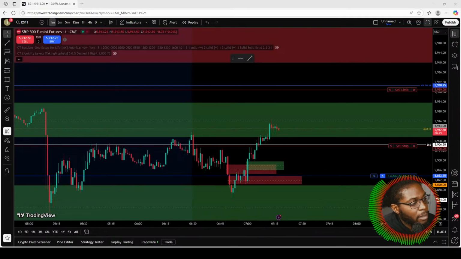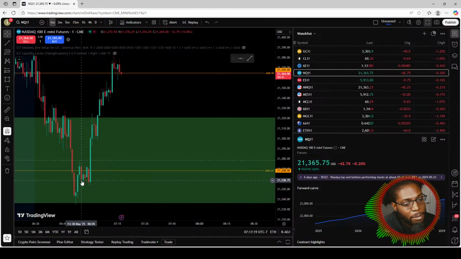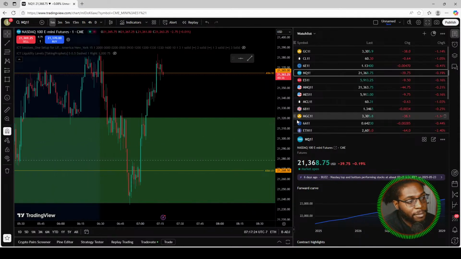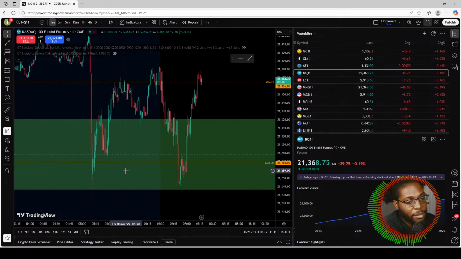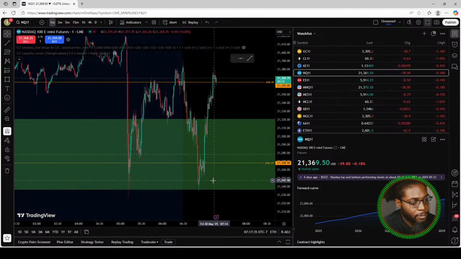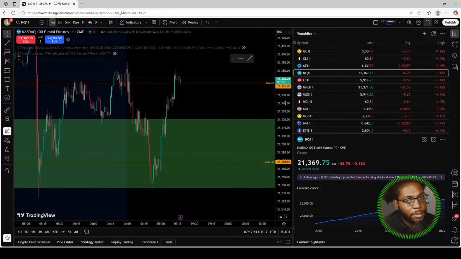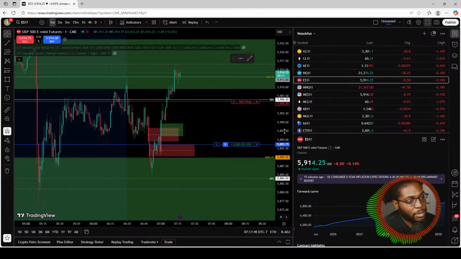So I kind of want to peep what NQ is doing. See, NQ played out beautifully today too, man. But sometimes you don't get that. Like this picture perfect, but you see it dug deeper into this gap, whatever gap this is. And then we started pushing up. Hell yeah, definitely is.